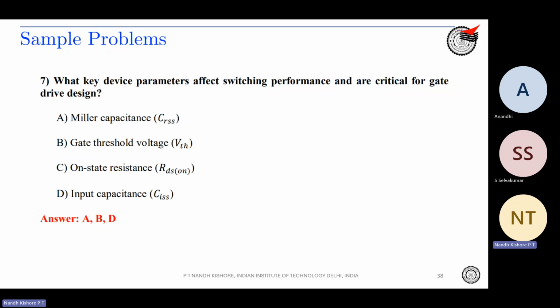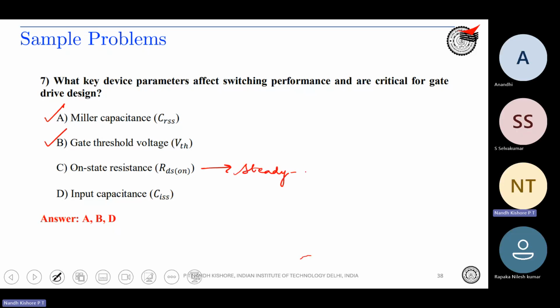What key parameters affect switching performance and are critical for gate drive design? Again, CRSS influences the switching performance. V threshold influences switching performance because only after V threshold will it turn on, right? RDS on comes only in steady state, right? Only after the device goes to the ohmic region.